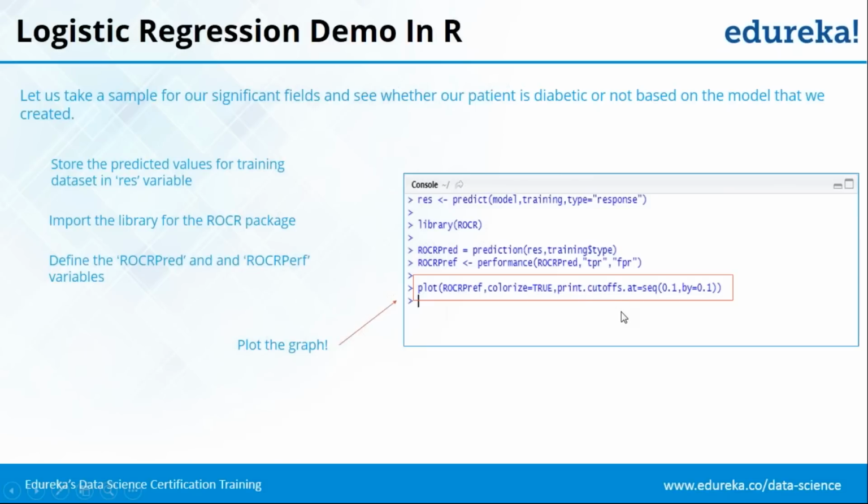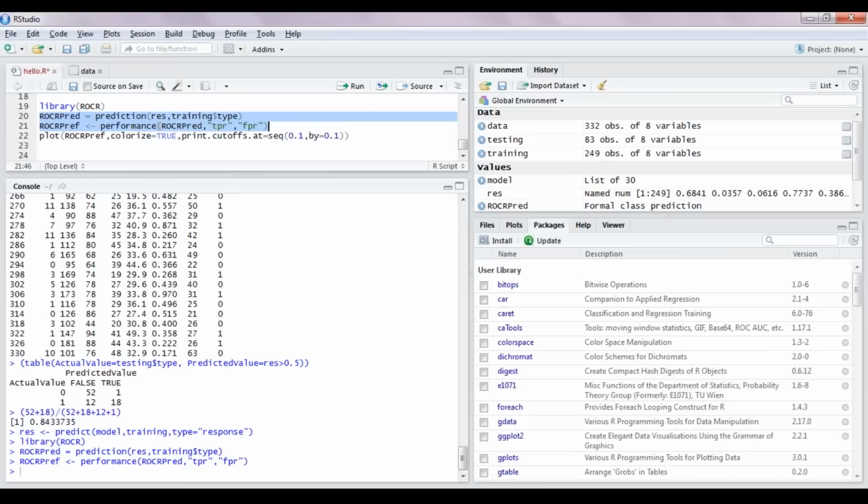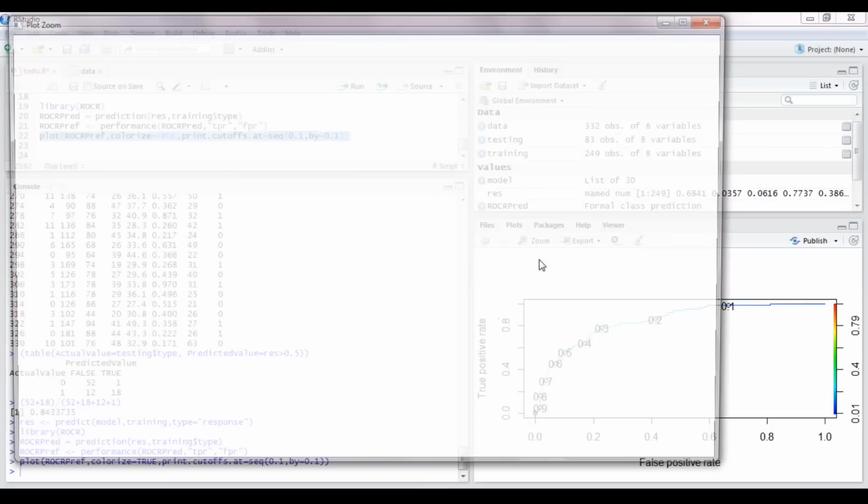So this basically means that whatever cutoffs experience a change will be printed so that it becomes easier for me to choose the threshold. Right, so once you execute this command, this is how your curve will look. This is the graph that you'll be getting. So let's pass this command. Let us plot the graph for ROCR. All right, so this is the graph that you get.